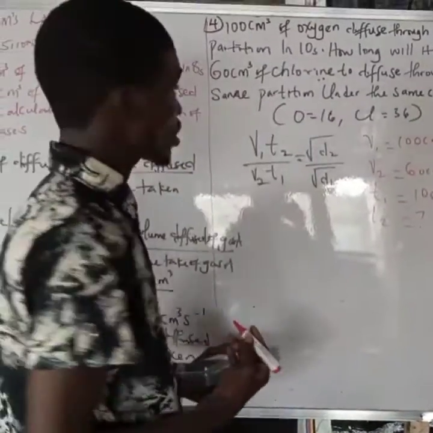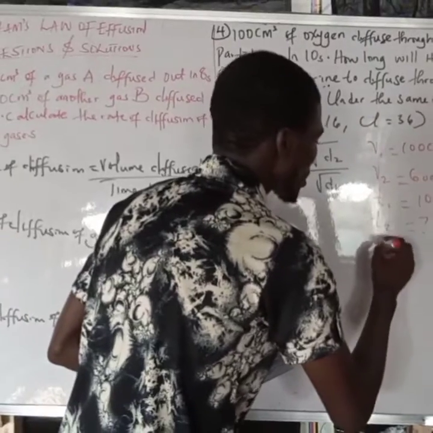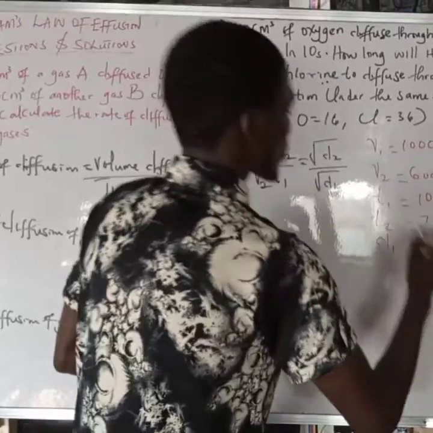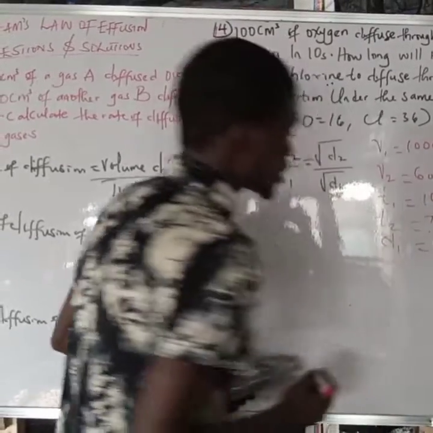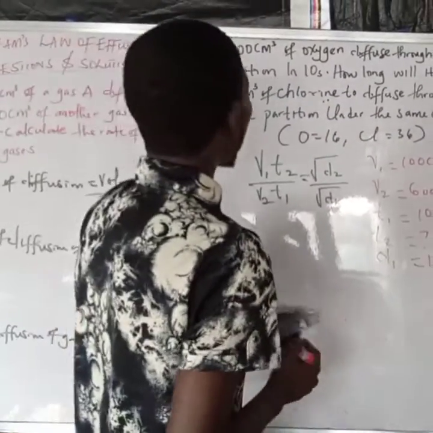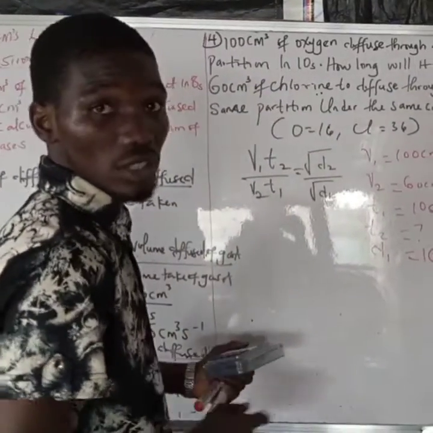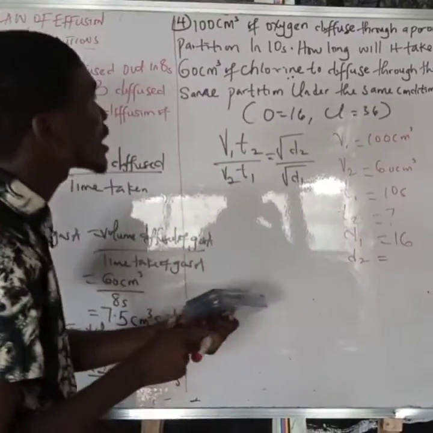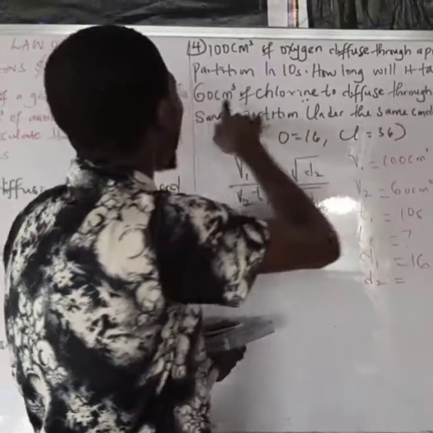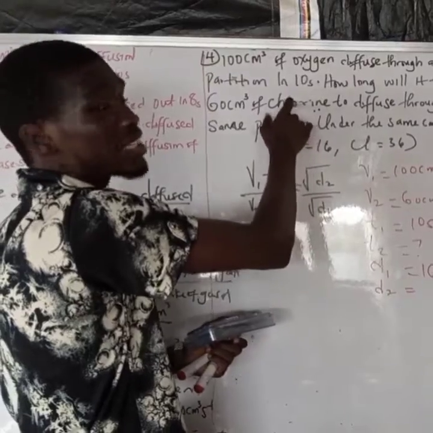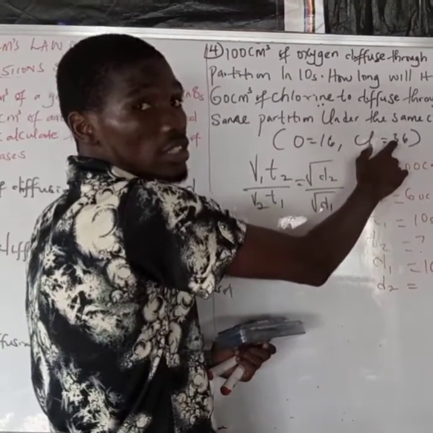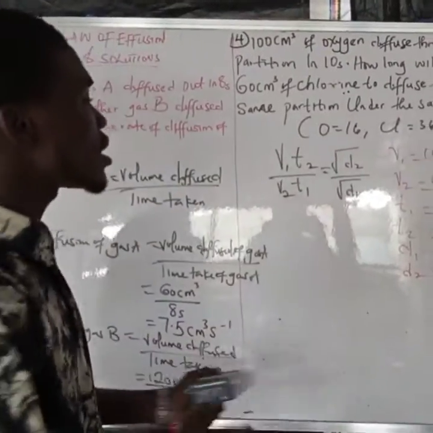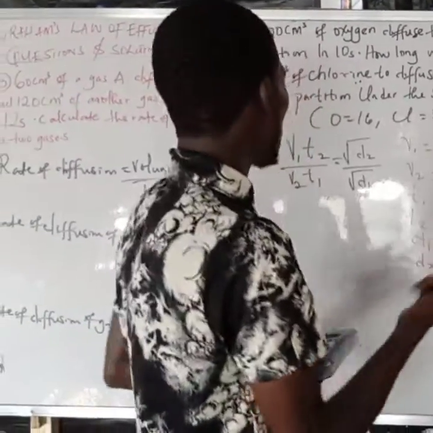We don't know it. Then, what is our vapor density of the first gas, D1? We have oxygen. We have 16. That is the atomic mass of oxygen, 16. So, vapor density of the second gas, that is how long will it take 60 cm³ of chlorine, and the value given for chlorine is 36. So with all these parameters here, we can substitute into the formula.